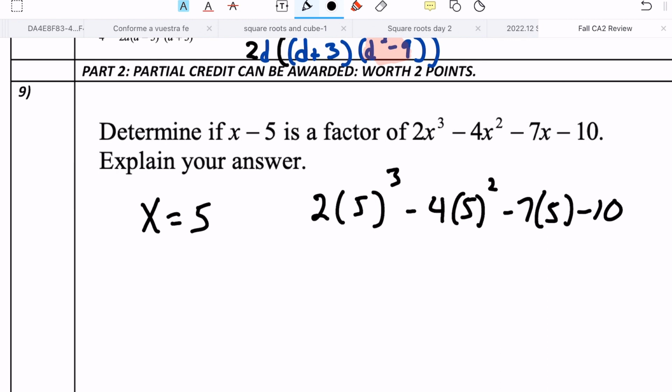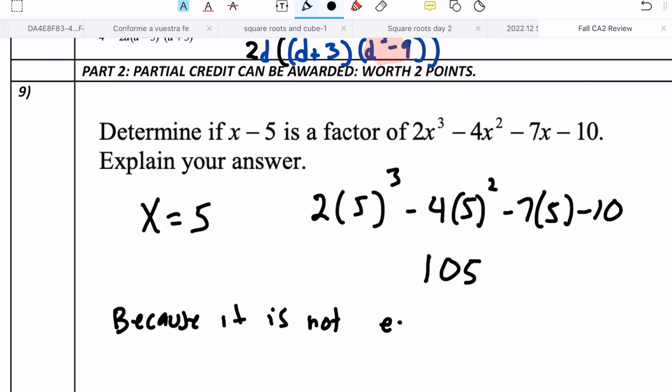Okay, if I put that in the calculator, this is going to give me 105. Because it's not equal to 0, x minus 5 is not a factor.